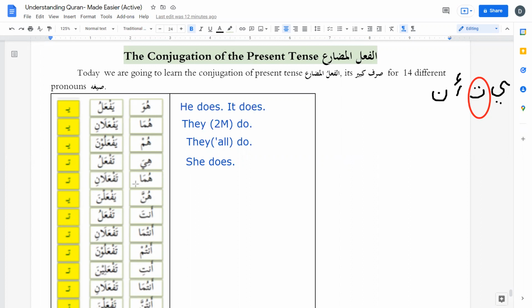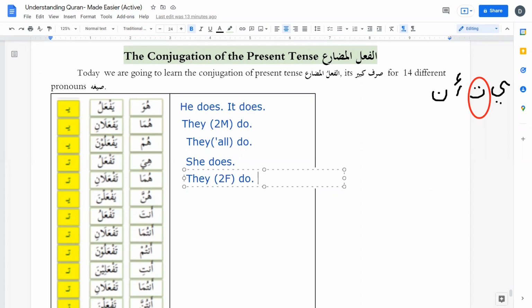She does. Then taf'alani, just like yaf'alani, we have taf'alani, and ta is for when they do something, but they means two females are doing something, or they do something, or they will be doing something. So all three meanings could be there, and we are going to decide according to the context of the sentence.